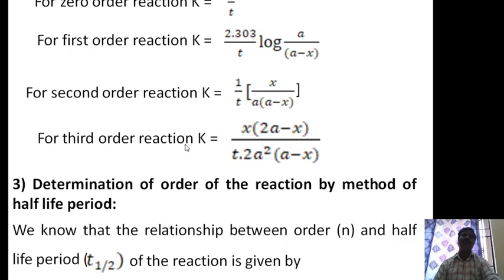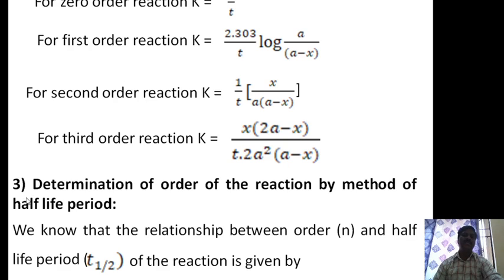For a third order reaction, K is equal to X into 2A minus X divided by t into 2A square into A minus X. Now substitute the values of X, A and t in this equation for different intervals of time. If we again get a constant value for 2, 3 trials, then we conclude that the order of the reaction is third. Therefore, among these, one will match, and from that we can determine the order of the reaction. This method is called the integration method.